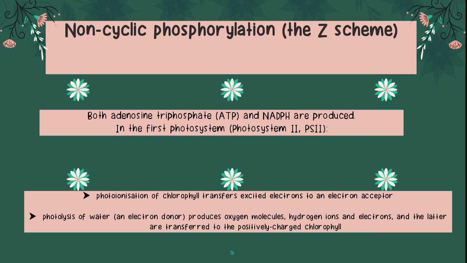Non-cyclic phosphorylation, the Z scheme. Both adenosine triphosphate or ATP and NADPH are produced in the first photosystem, photosystem 2, PS2. Photoionization of chlorophyll transfers excited electrons to an electron acceptor. Photolysis of water, an electron donor, produces oxygen molecules, hydrogen ions, and electrons, and the latter are transferred to the positively charged chlorophyll.